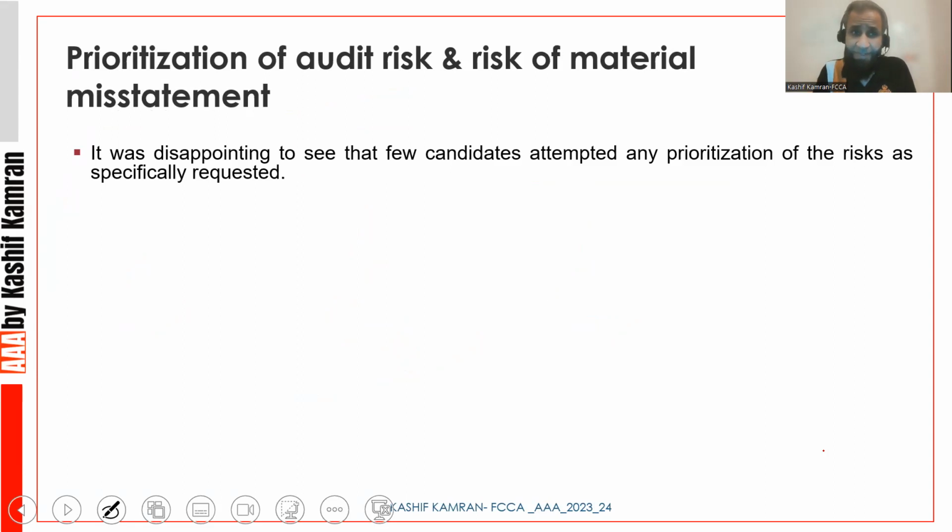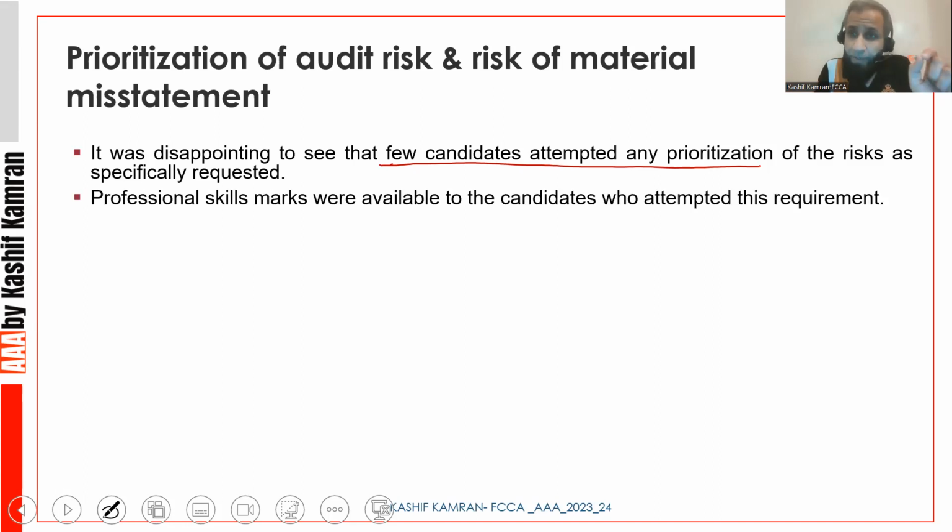The very first thing the examiner tells us is that it was disappointing to see that few candidates attempted any prioritization of the risks as specifically requested. Few attempted prioritization. So definitely that is something disappointing for the examining team, that they have given you so much awareness about how to prioritize. They have written articles on exam technique under syllabus area D: how to write a good audit risk answer, how to write a good risk of material misstatement answer, even how to write a good business risk answer. We're not discussing that currently, but those articles have been published to give you guidance about how to prioritize. But if you're still not doing it, it is frustrating for the examining team. They have shown real disappointment that very few students attempted any prioritization of the risks as requested.